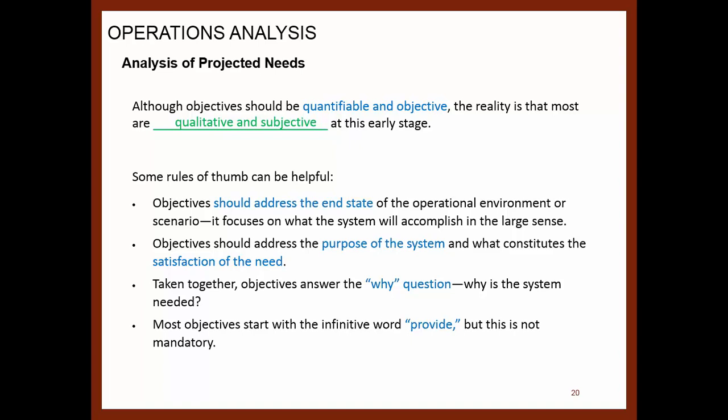Although objectives should be quantifiable and objective, the reality is that most are qualitative and subjective at the early stage. Okay, so at the early stage, we're still trying to figure out some of the things that are going to be part of our system. So some rules of thumb can be helpful. Objectives should address the end state of the operational environment or scenario. It focuses on what the system will accomplish in the large sense. Objectives should address the purpose of the system and what constitutes the satisfaction of the need. Taken together, objectives answer the why question: why is the system needed? And most objectives start with the infinitive word provide, but this is not mandatory.